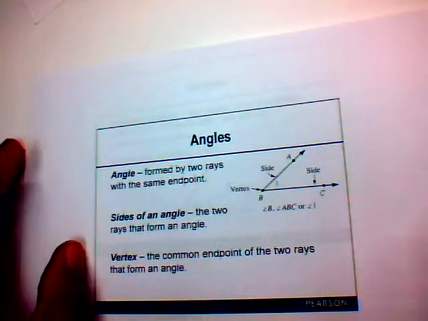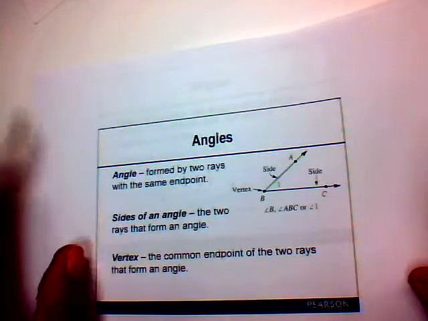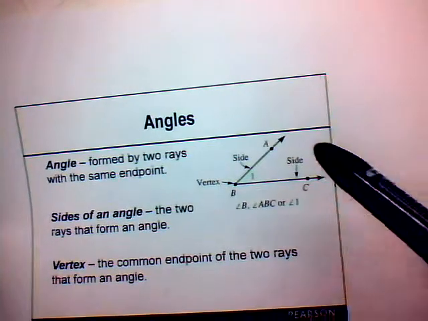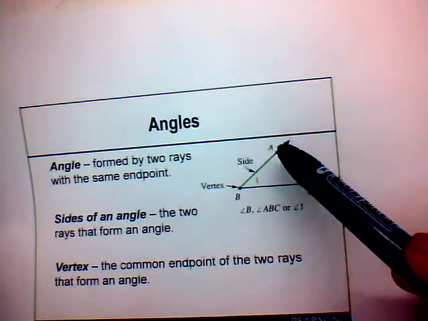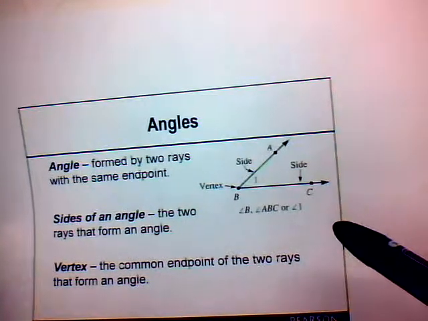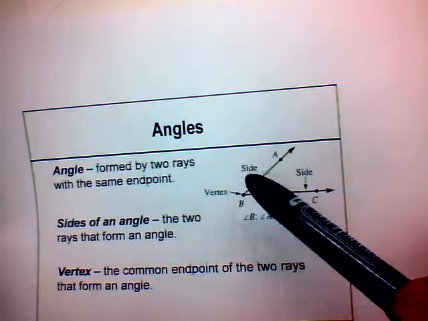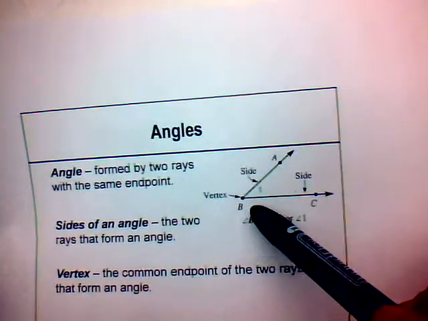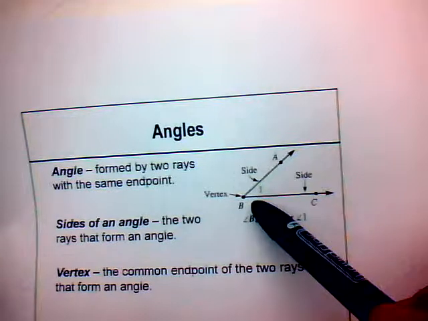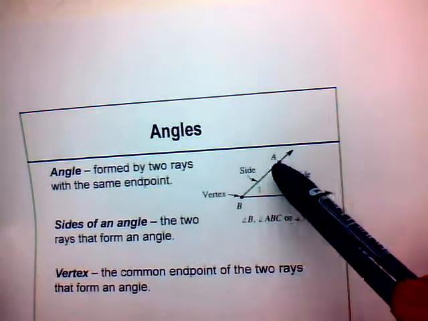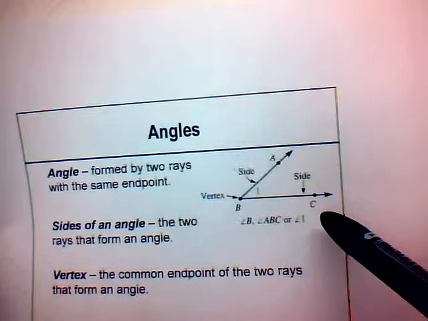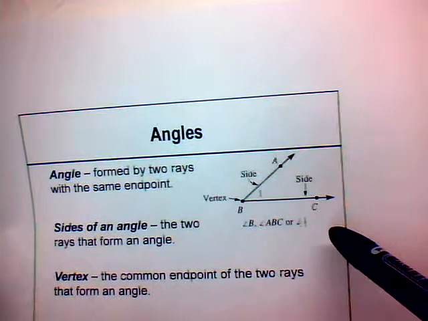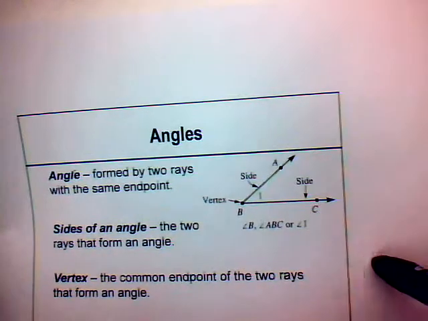Next we'll look at angles. An angle is formed by two rays that have the same endpoint. An example would be this angle right here, which I call angle ABC. It's an angle because you have two rays, ray BA and ray BC, with the same endpoint B. Those two rays are called the sides of the angle, because they are the rays that form the angle.